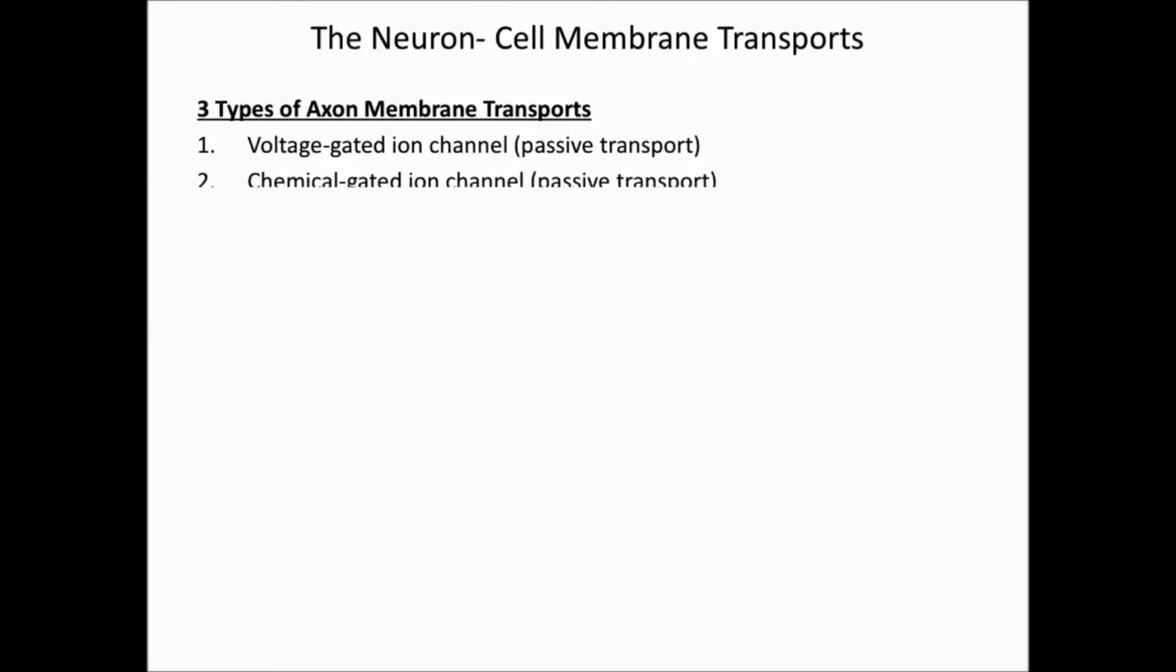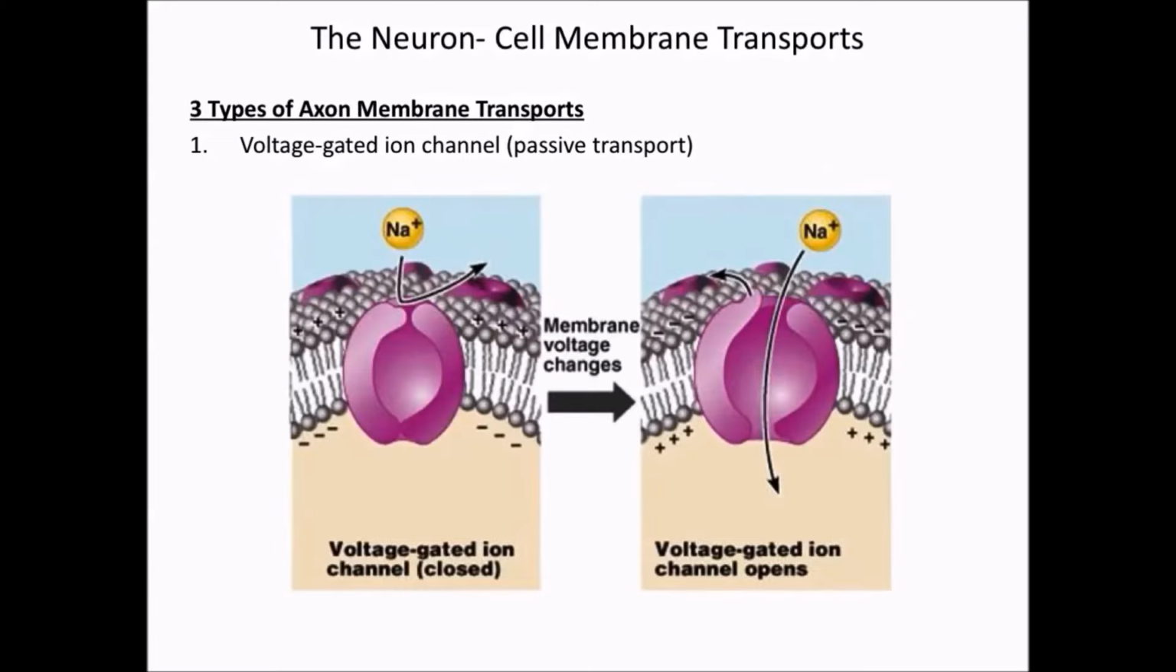The second type of membrane transport is called a chemical-gated ion channel. This too is also a passive transport. And the third type of cell membrane transport is the pump. The pump is an active transport, which means that it requires energy to move substances or materials across the cell membrane. A voltage-gated channel only opens in response to the presence of a voltage, or an action potential.